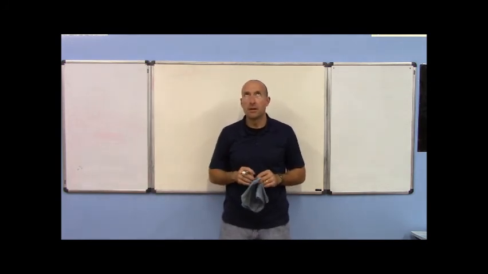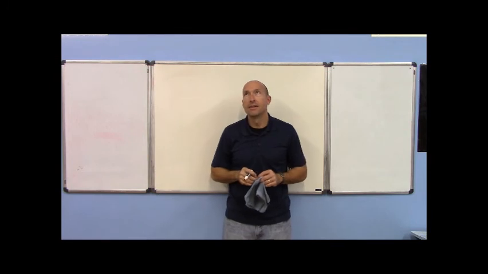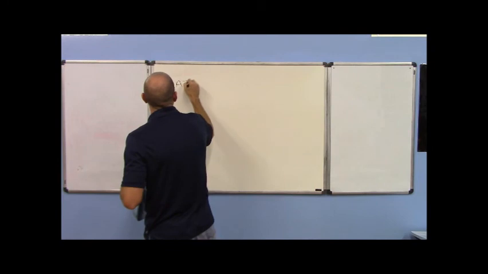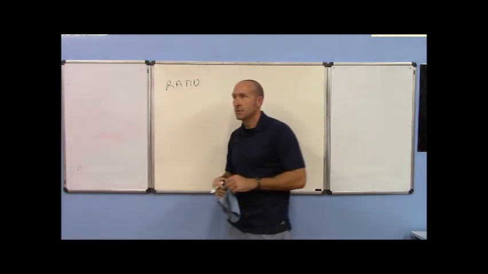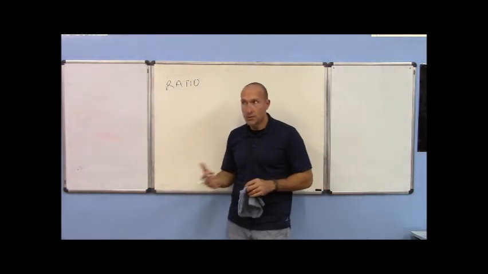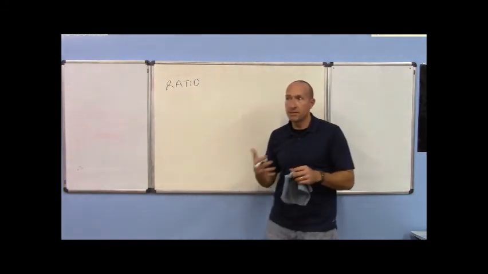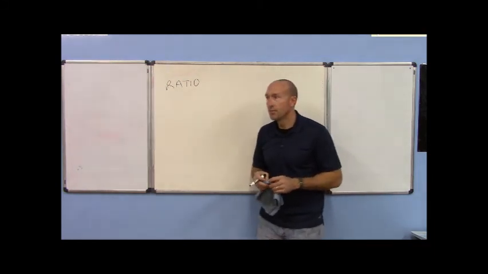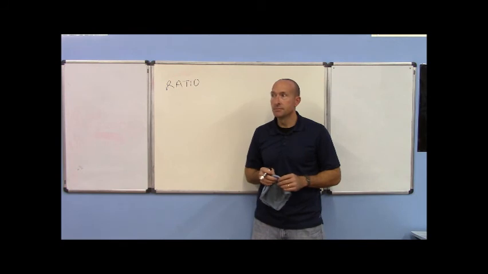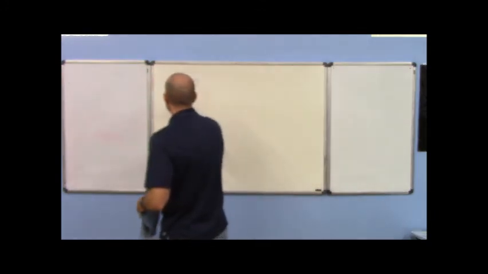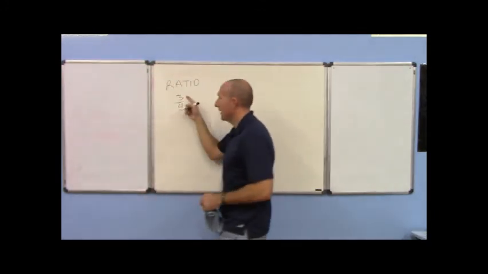R, A, T, I, O. Ratio. First 5 letters of rational, right? Well, a ratio is a comparison. So what type of number would you think of that is a comparison? In what form? Would it be a whole number, decimal number? Fraction. Yes, fraction. Very good. It's a fraction. So like 3/4 is a ratio, comparing 3 to 4.